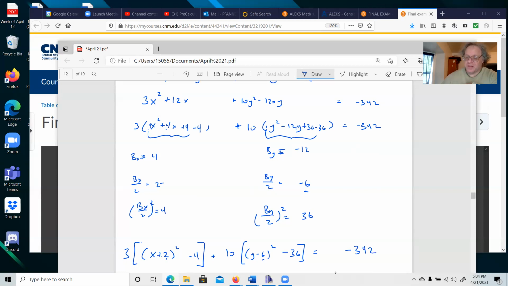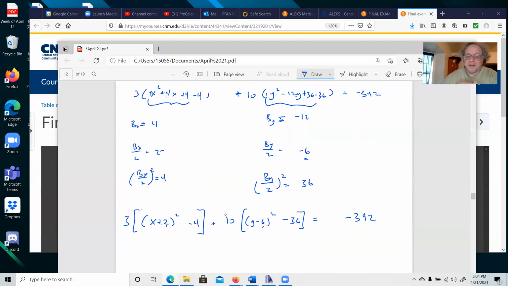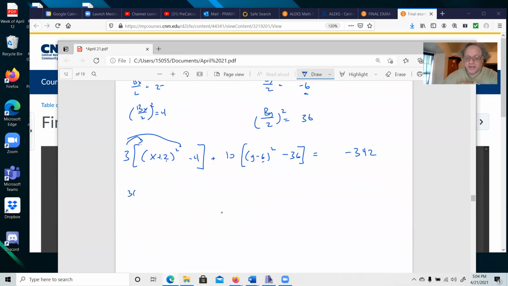Right? Not going to do anything with that. Now what I'm going to do is go ahead and distribute. So the 3 has to visit the first one. That's 3(x + 2)² minus 3 times 4 is 12, plus 10(y − 6)² minus 360 is equal to negative 342. All right.